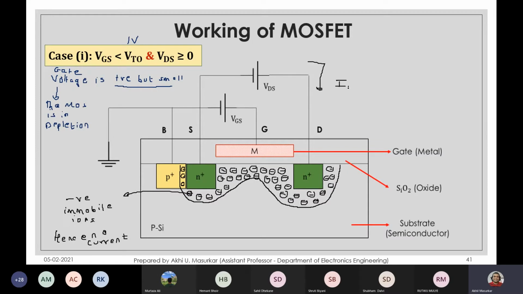So the ID which flows in this region is going to be 0. And hence this region is called as cutoff.